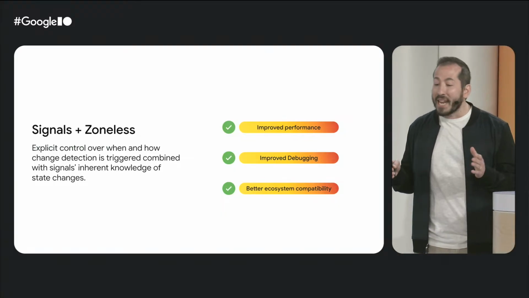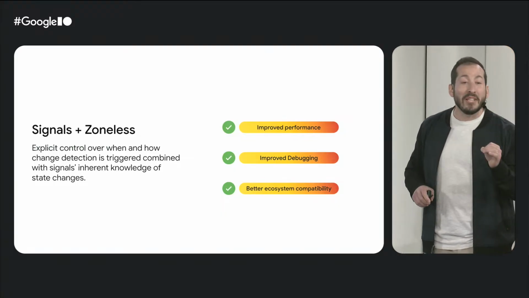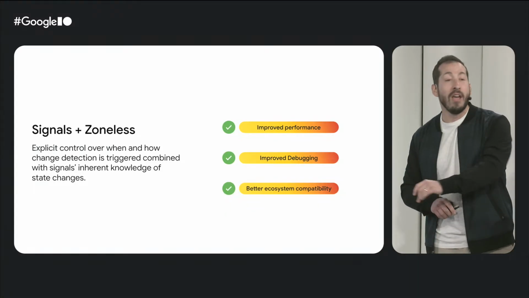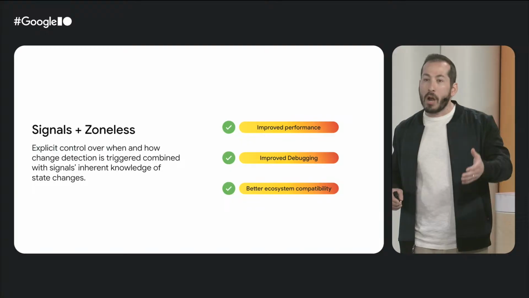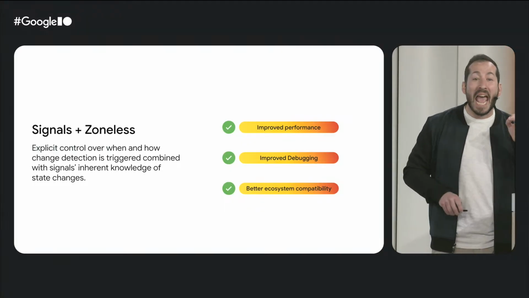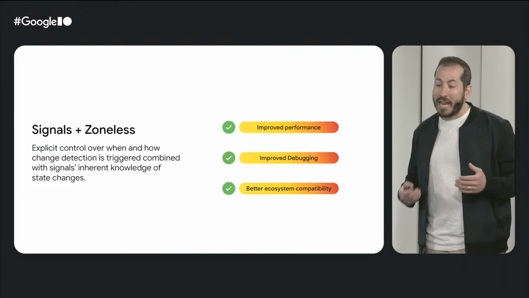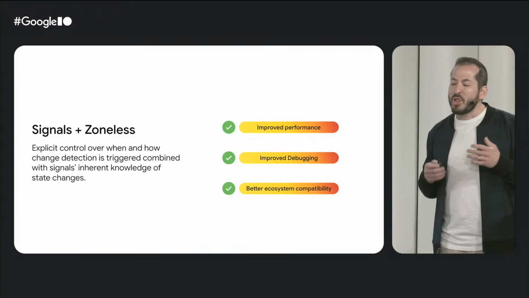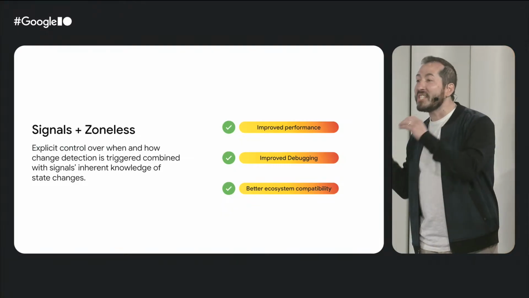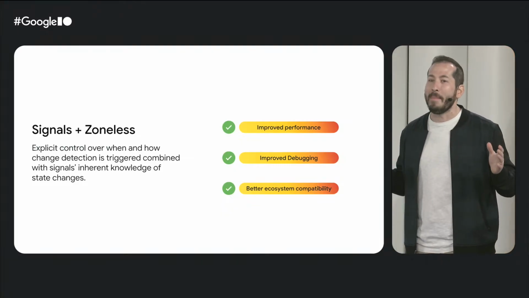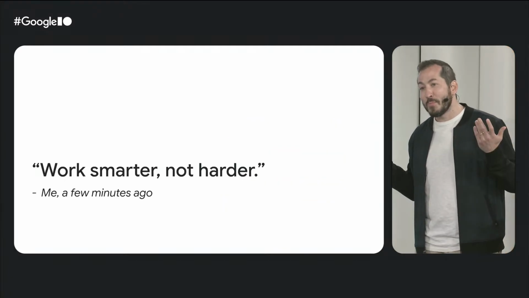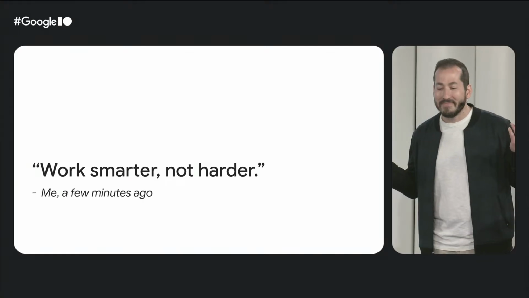With this change, developers have explicit control over when and how change detection runs. For example, by running markForCheck or by leveraging Signal's inherent knowledge of state changes. And with this, they can trigger updates more precisely, making zoneless plus Signals a powerful combination. Like I said, work smarter, not harder.